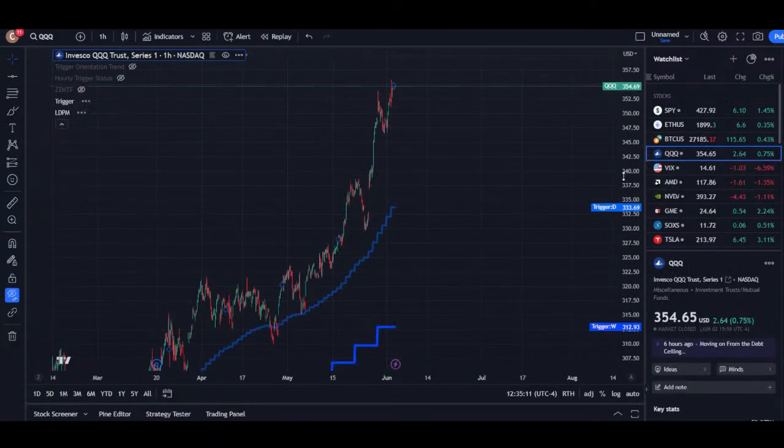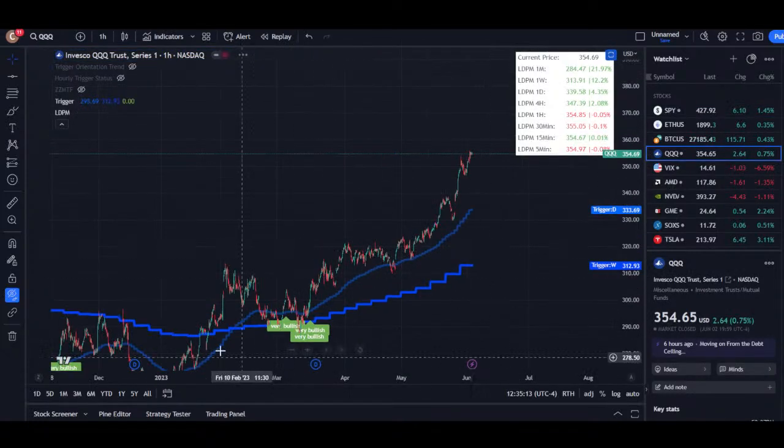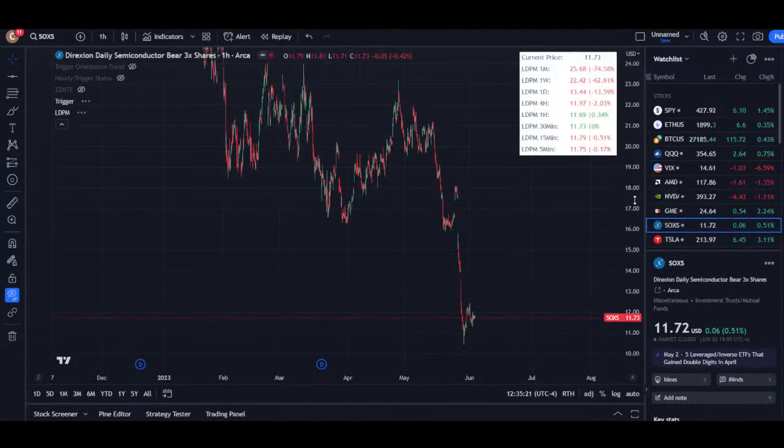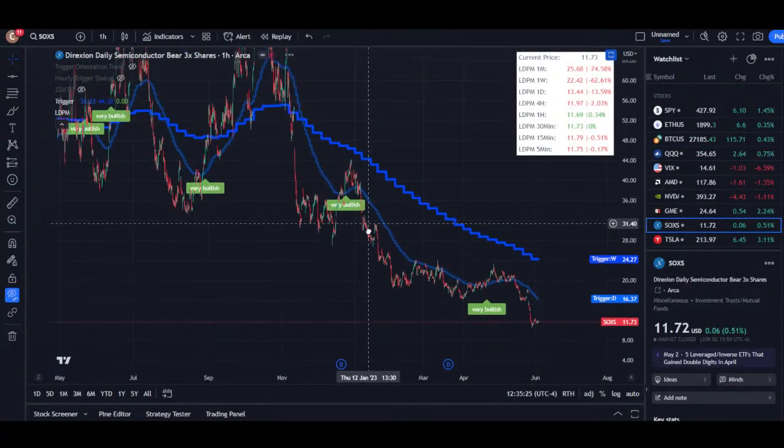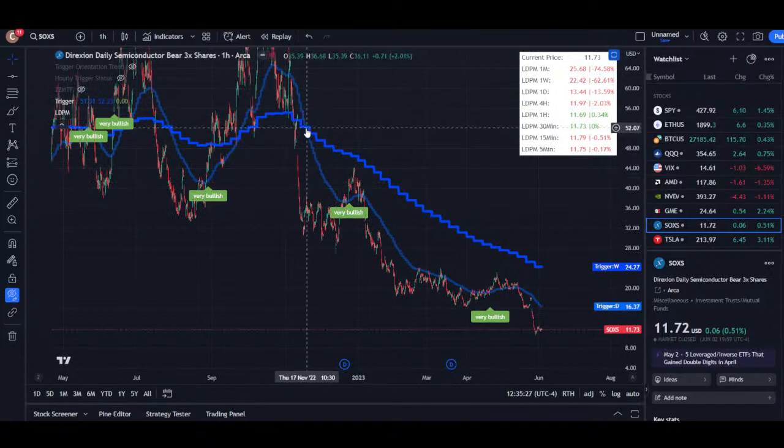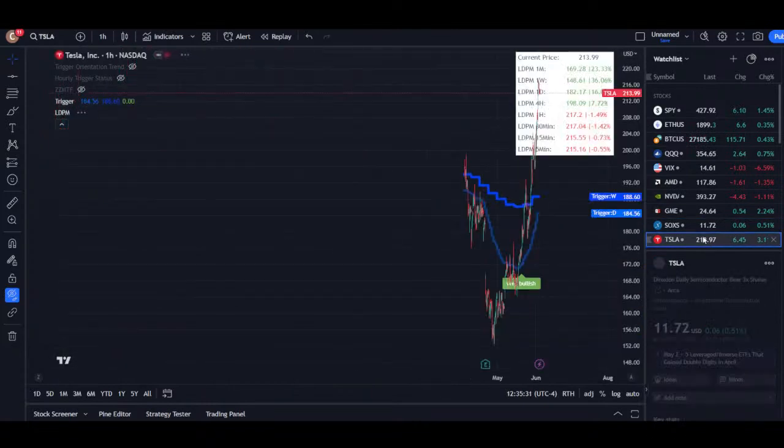Let's take a look at, let's say, QQQ. So QQQ had its cross right here. The daily trigger crosses above the weekly trigger. And you can see the explosion higher. Take a look at SOXS. This is inverse semiconductors. And you guys could see when the daily trigger crossed below the weekly trigger, price got hammered to the downside.